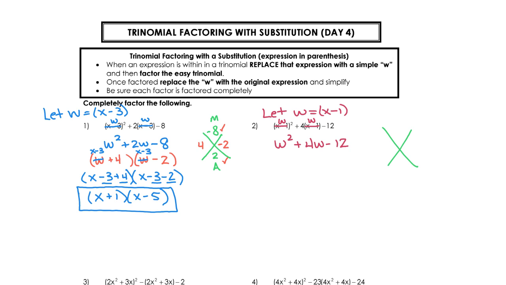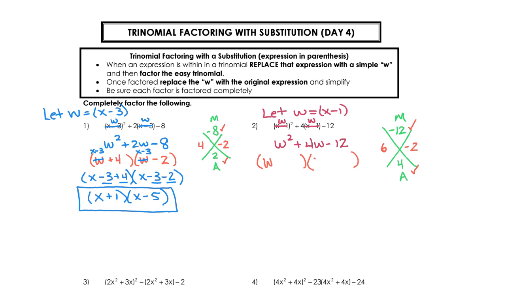So we set up our x box off to the side. We're multiplying to negative 12. And at the same time, we're going to add to positive 4. And if I think about the numbers real quick, I'm going to say that they have to be 6 and 2. And the 2 has to be negative in order for this to multiply to negative 12 and at the same time add to 4. And now we can go ahead and factor our easy trinomial.